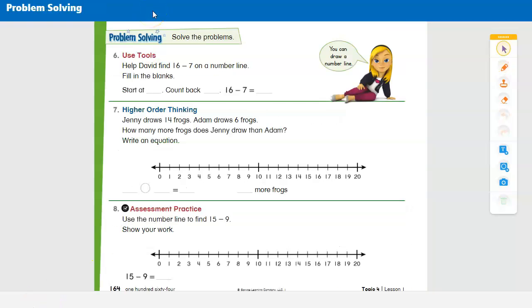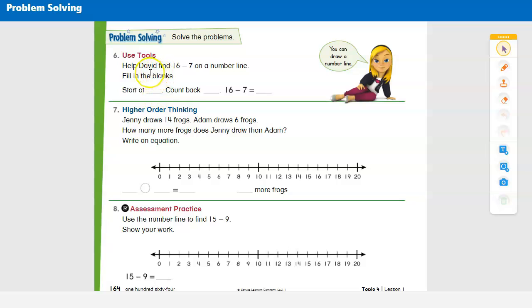Now be sure to pause the video if you are still working on the previous page, because we are now going to begin talking about number 6. Number 6 says, help David find 16 minus 7 on a number line. Fill in the blanks below. Now number 6 did not give us a number line, so you are able to draw a number line on your workbook page, or if you choose to count back a different way, then that would be okay for this problem.